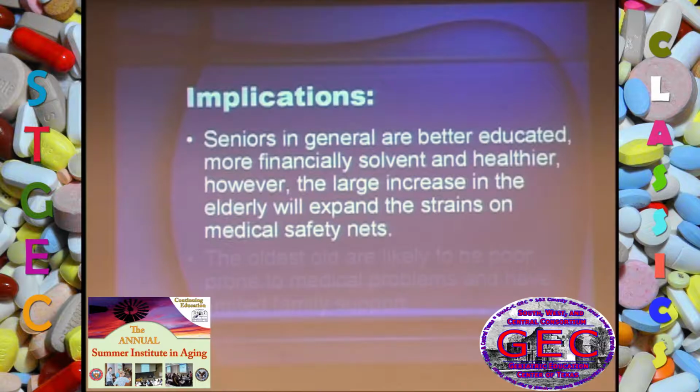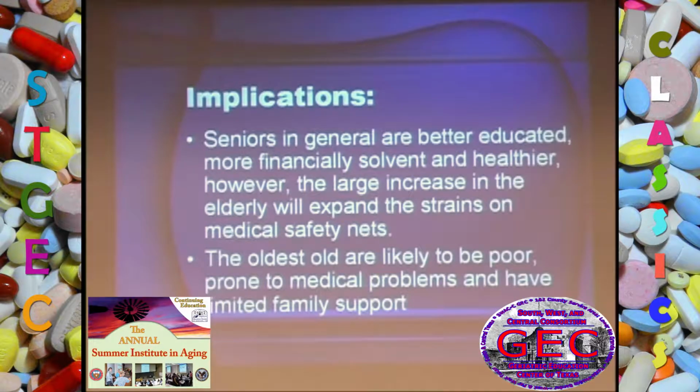And so the implication of that, as you can well expect, is that as the baby boomers start to get into retirement age, we're going to find that they're a very well-educated, more financially solvent, and healthier group of people. However, as I mentioned, this large increase in the number of elderly in general is really going to put a strain on our healthcare net.